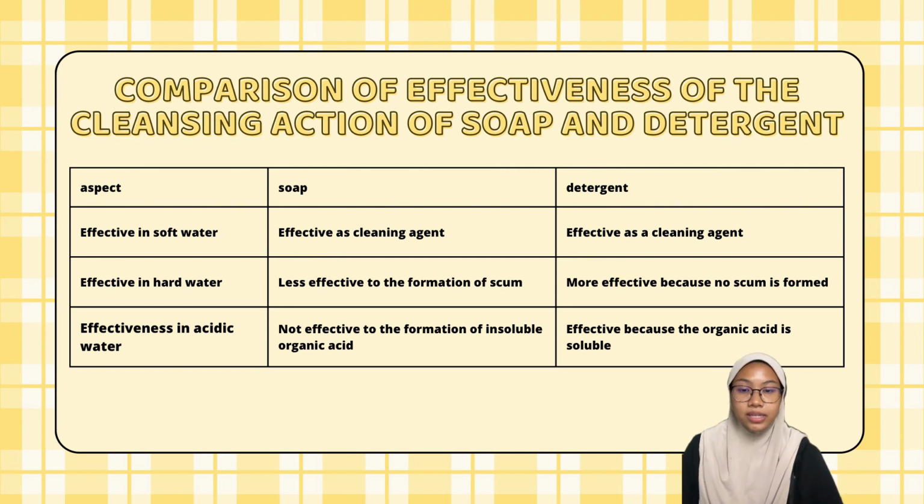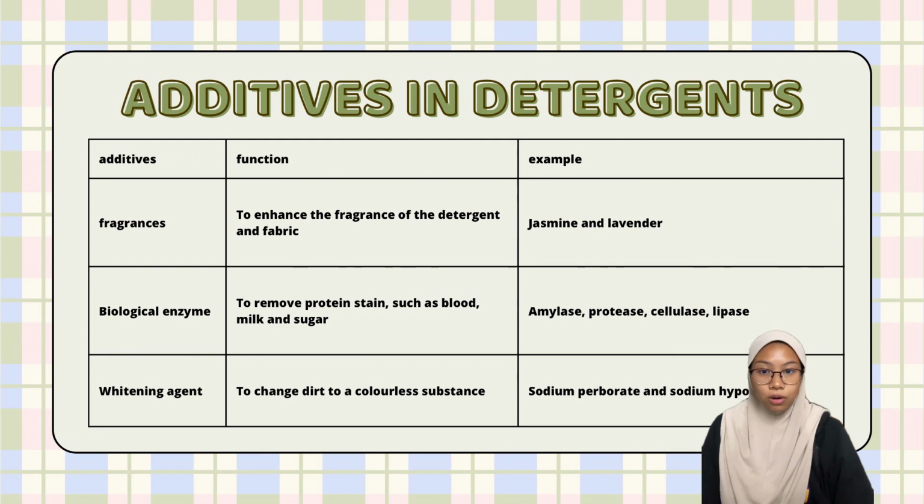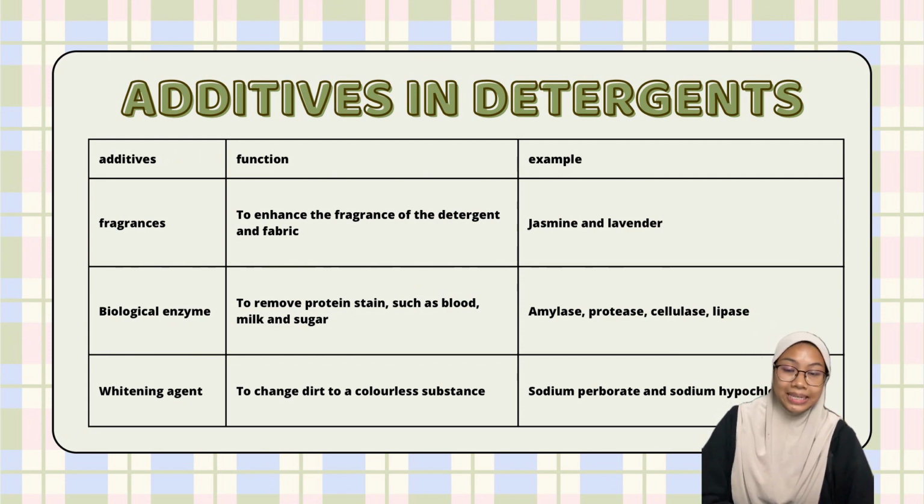For effectiveness in acidic water, soap is not effective due to the formation of insoluble organic acid. For detergent, it is effective in acidic water because organic acid is soluble. There are also additives in detergents to make it better as a cleaning agent.